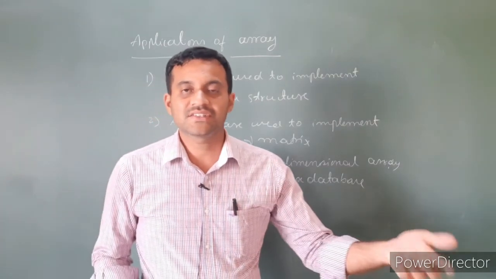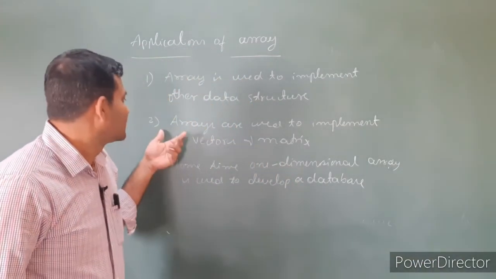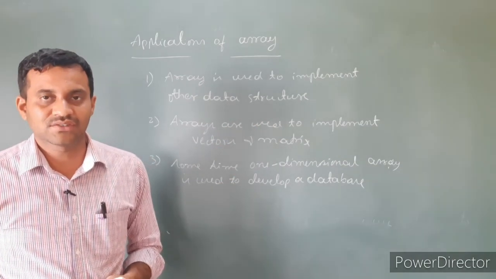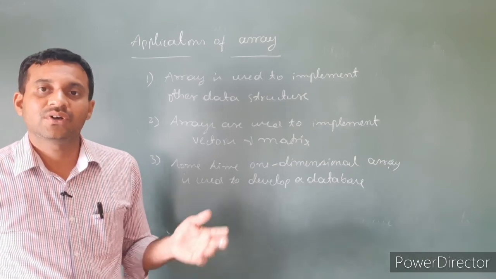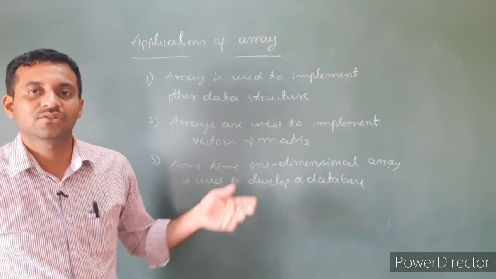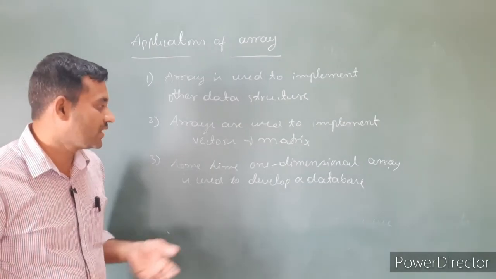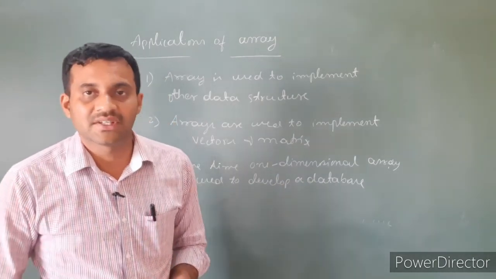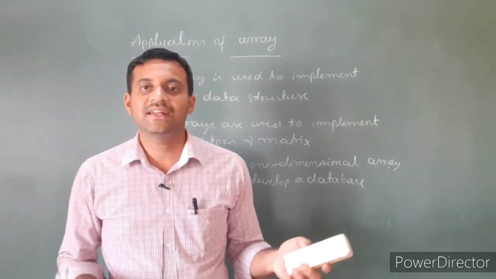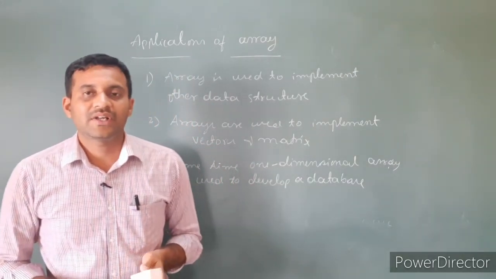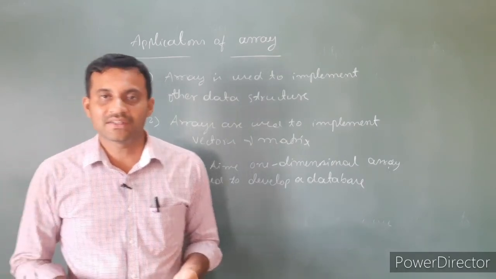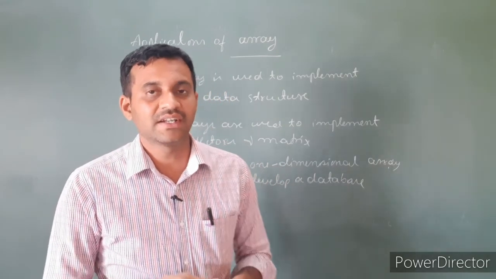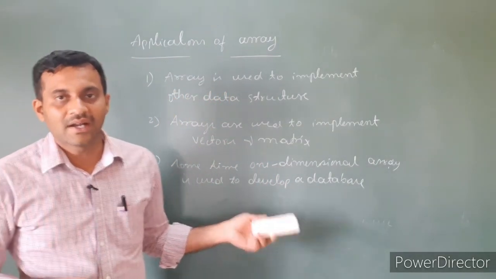These are discussed in the next lessons. Then the second one is arrays are used to implement vectors and matrices. Two-dimensional arrays are used to represent matrices, and also vectors. Then sometimes one-dimensional arrays are used to develop a database. Here a database is a collection of logically related data. To develop a database, sometimes we use arrays, because in an array elements are stored in sequential memory locations. That is the advantage in developing a database.